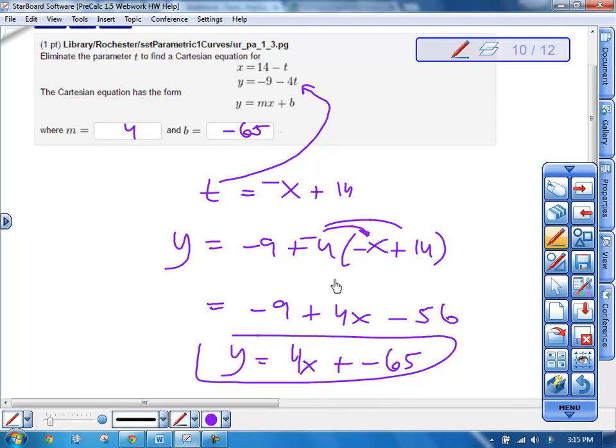So basically, I realize this is a weird parametric equation that relies on a third variable, which we'll talk about, but really it's just a line. If we put our calculator in parametric mode, which we'll do later, and graph this, it just happens to be a line.